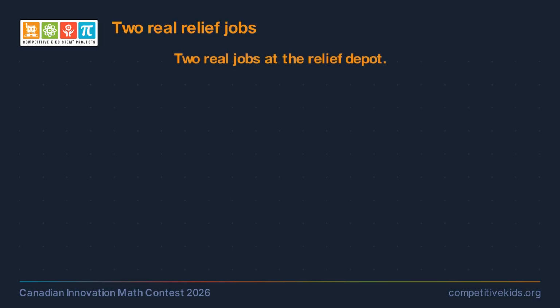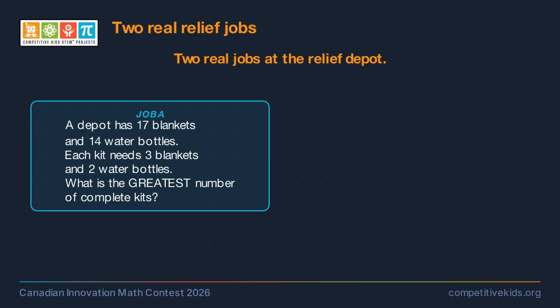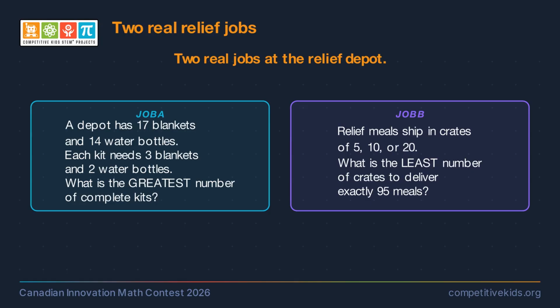Here are two real jobs at the Relief Depot. Job A. A depot has 17 blankets and 14 water bottles. Each kit needs 3 blankets and 2 water bottles. What is the greatest number of complete kits? Job B. Relief meals ship in crates of 5, 10, or 20. What is the least number of crates to deliver exactly 95 meals?